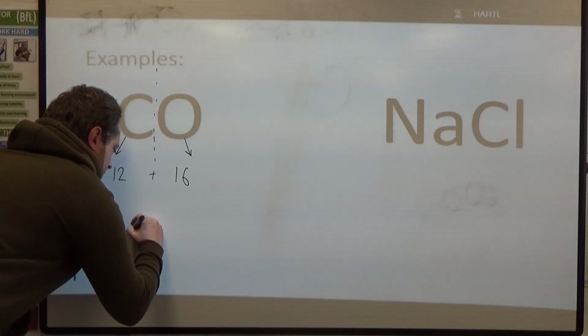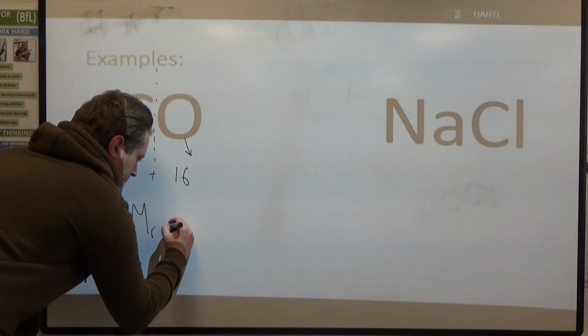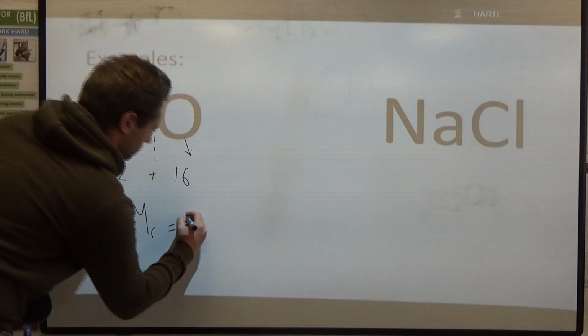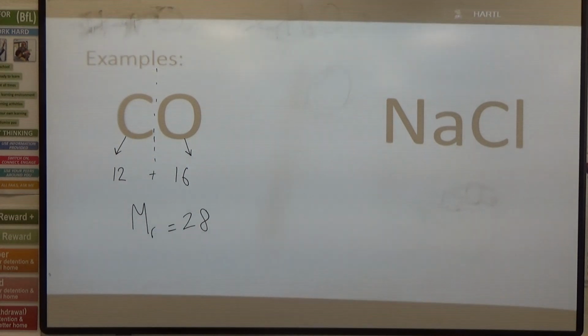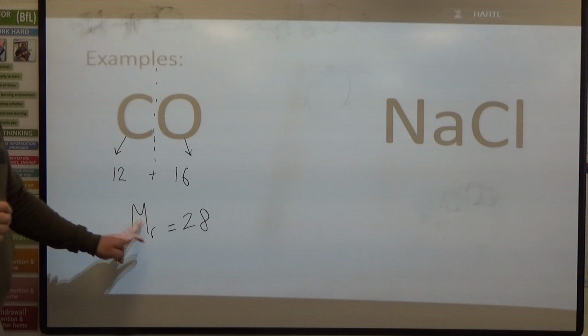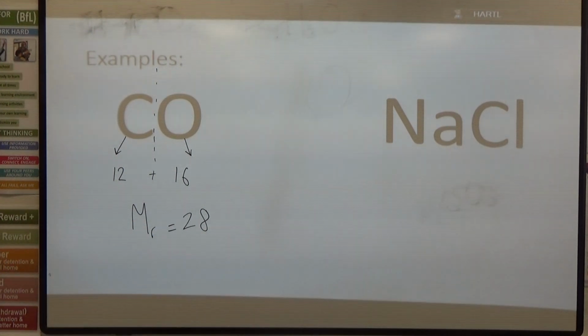So the way you would write it is you have a capital M and a little r, and then it gives you a relative formula mass of 28. Perfect. That means relative mass.